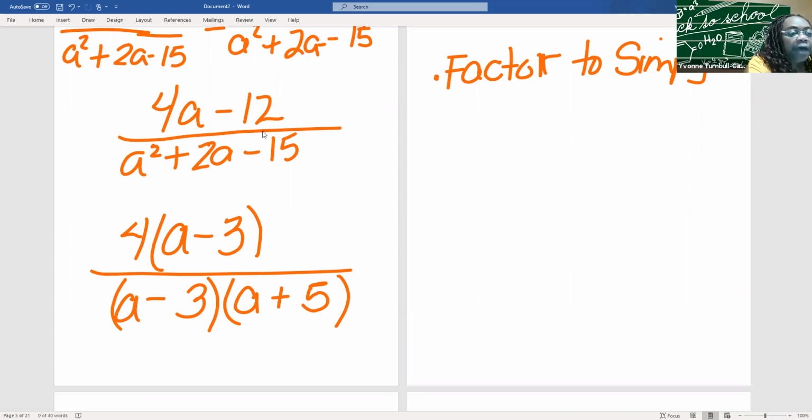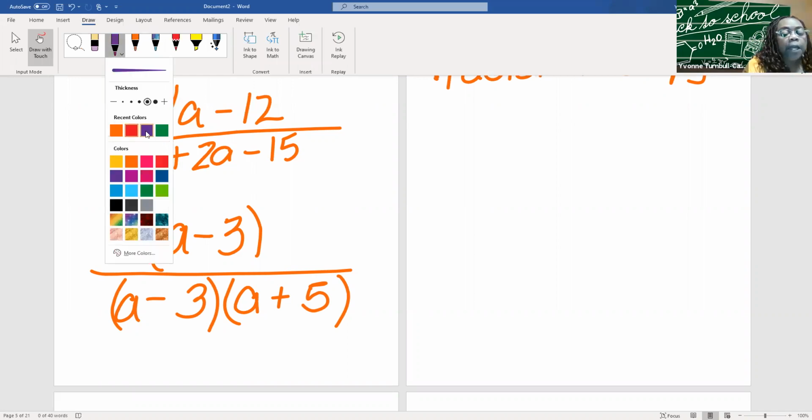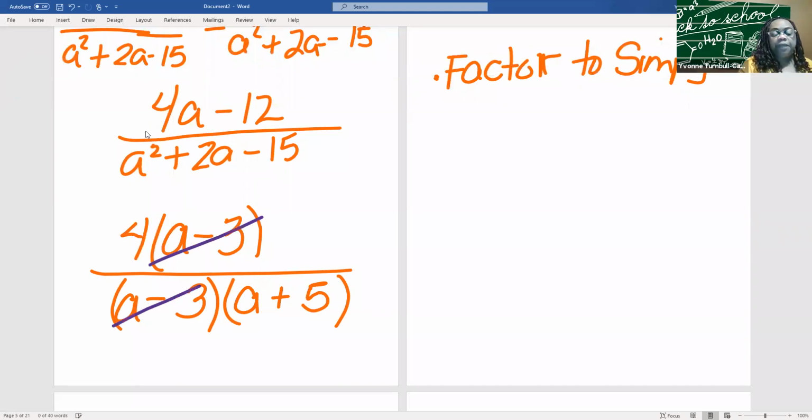Now, after close observation, I noticed that I have an A minus 3 on the bottom and an A minus 3 on the top. So they can cancel out. What's left in my numerator? 4. What's in my denominator? A plus 5, and we're done.